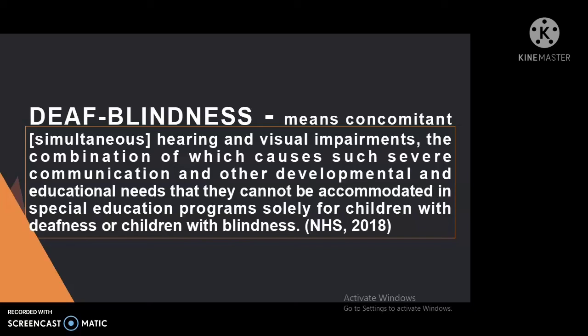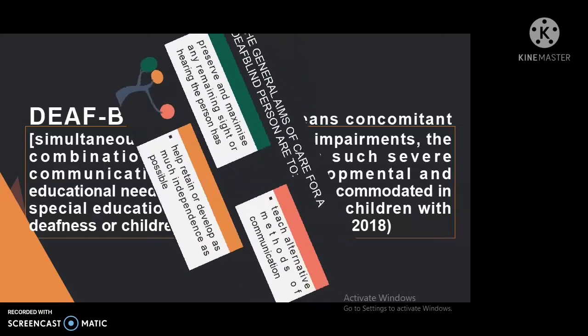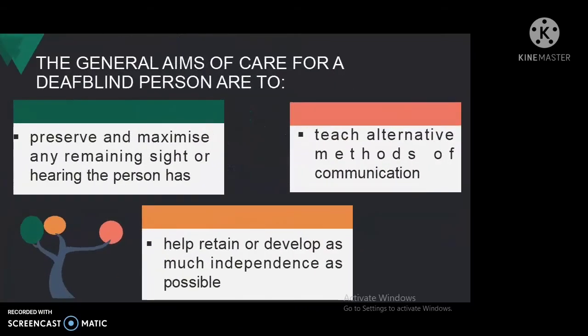Now, living with deaf blindness, a range of care and support services is available to help deaf-blind people. Each deaf-blind person will have a different level of hearing and sight loss, which means they'll have their own individual care needs. Now, the general aims of care for a deaf-blind person are to, one, preserve and maximize any remaining sight or hearing the person has. So this could involve treating underlying conditions like cataracts, wearing glasses, or using a hearing aid.